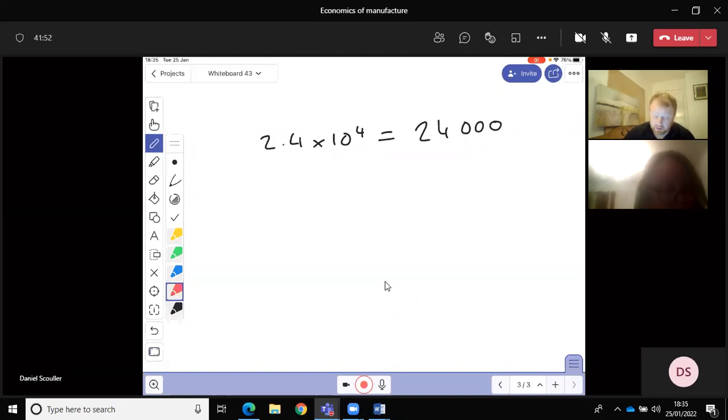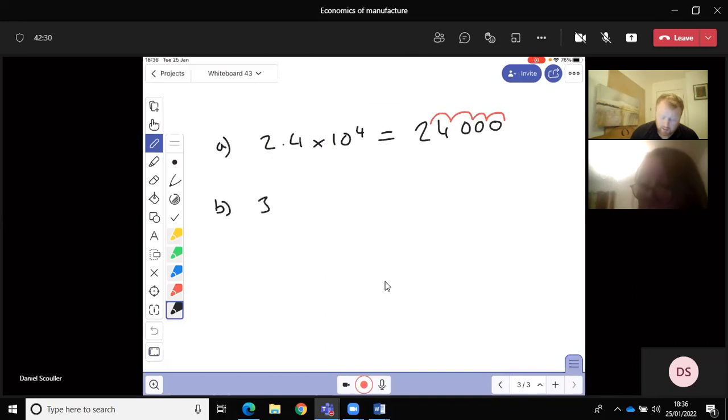So the reverse, 2.4, the decimal started here, 1, 2, 3, 4. It's made 4 jumps to give us 24,000. So that's that written out. We don't put it in, but essentially there's a decimal point there, but we don't write it out. So it's 24,000.